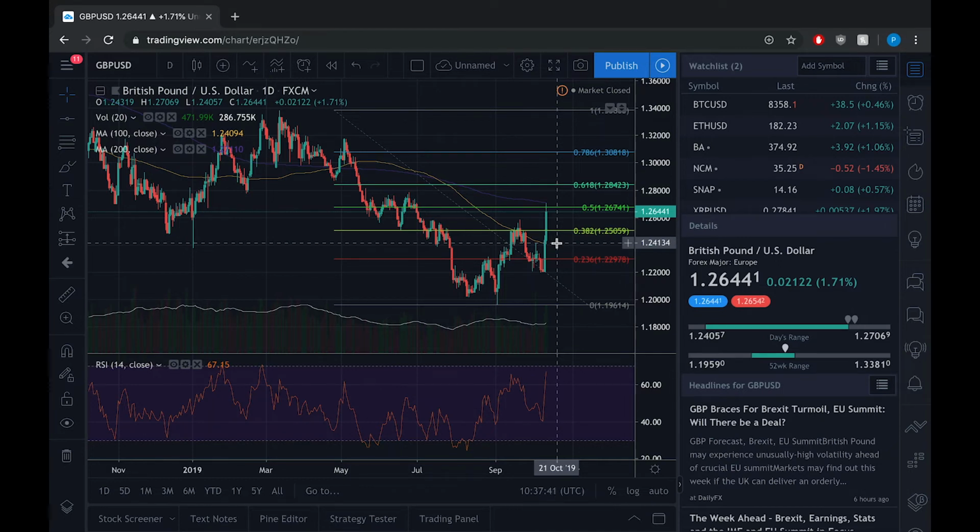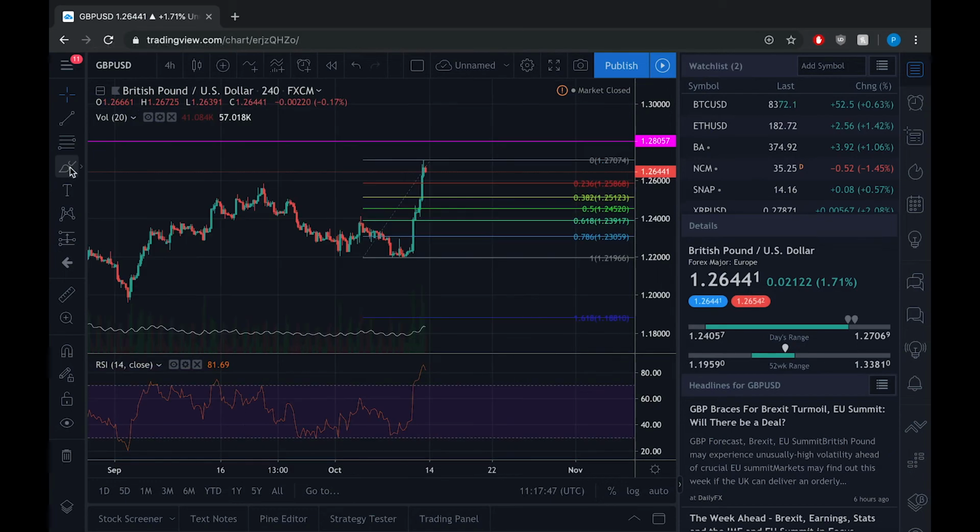We'll now move to a shorter time frame to look more in depth at short-term price action. On the 4-hour charts, the pair is showing overbought signals from the RSI, which may indicate a short-term price correction. It is possible for the pair to head towards the 0.236 fib retracement as its first support, which is also the previous high of 20th of September.